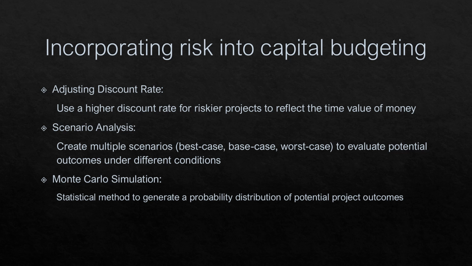Some of the methods are adjusting the discount rate for riskier projects to reflect the time value of money, ensuring that the risk and return are matched; creating multiple scenarios to evaluate potential outcomes under different conditions, looking at variable scenarios; and using the Monte Carlo simulation, which is a statistical method to generate a probability distribution of potential project outcomes. By using an algorithm, an approximate probability is projected using statistical probability.